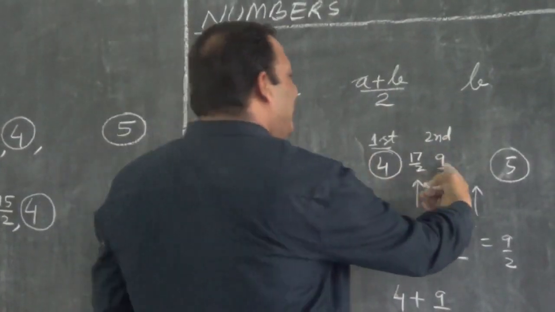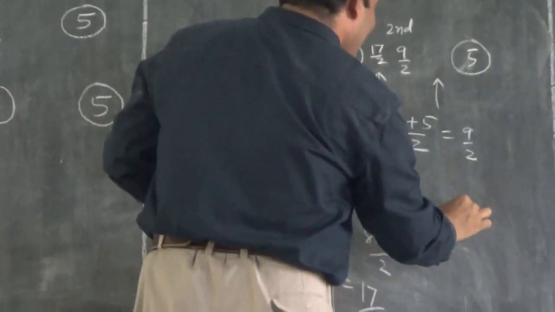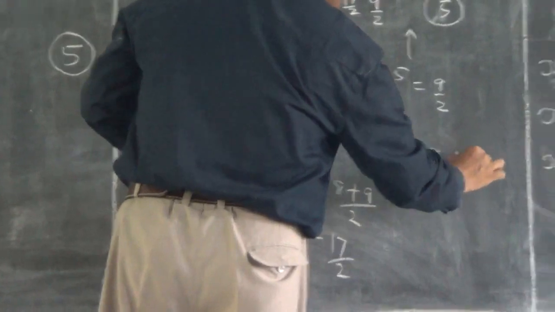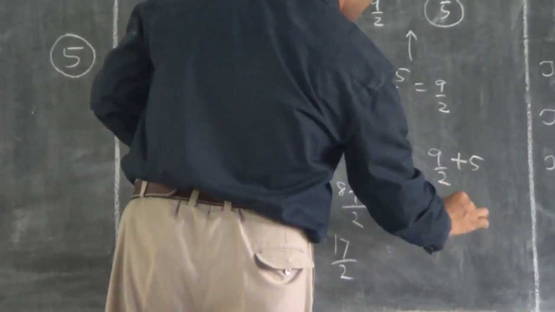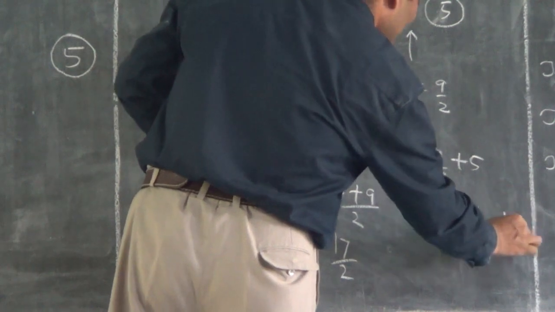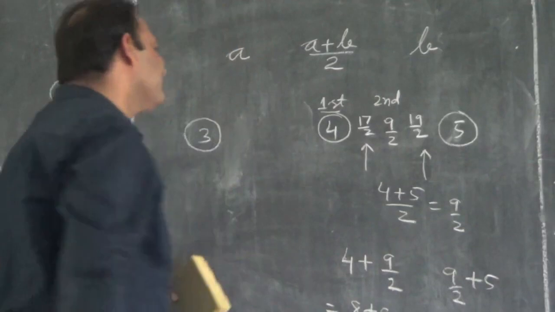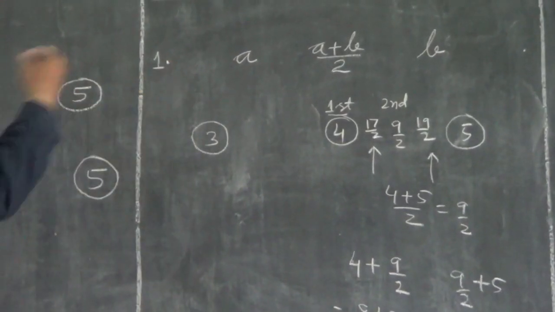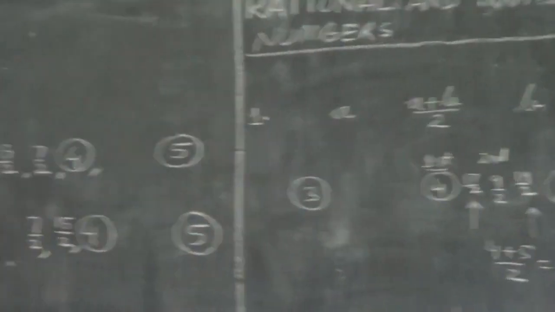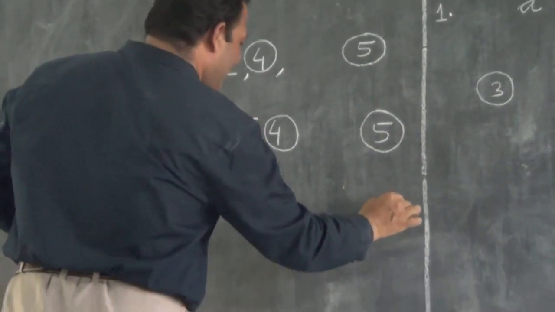And if you are finding the third number between these two, then your answer will be 9 by 2 plus 5, that is 9 plus 10 by 2, 19 by 2. So your answer here is 19 by 2. So what will that child write? That child will write 3, 4 and 5.